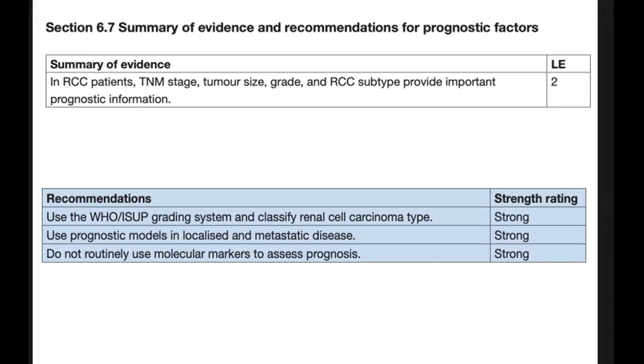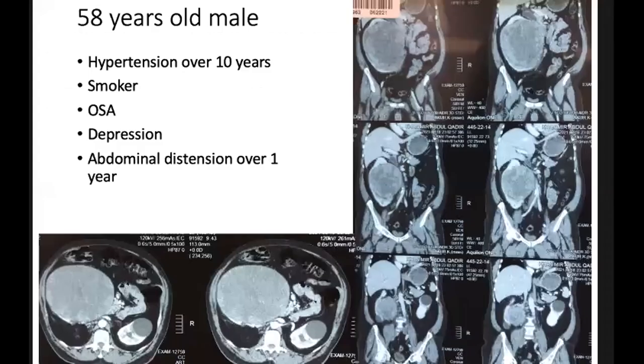Okay. So I think so far so good, things are clear. Let's move to the next case. Now this is a 58 years old male who is hypertensive for the past 10 years, a smoker. He is a huge man. He is over 140 kilograms, I think more than that probably. And he could hardly fit our table. Obviously, he has obstructive sleep apnea. He also has depression and has been on antidepressants.